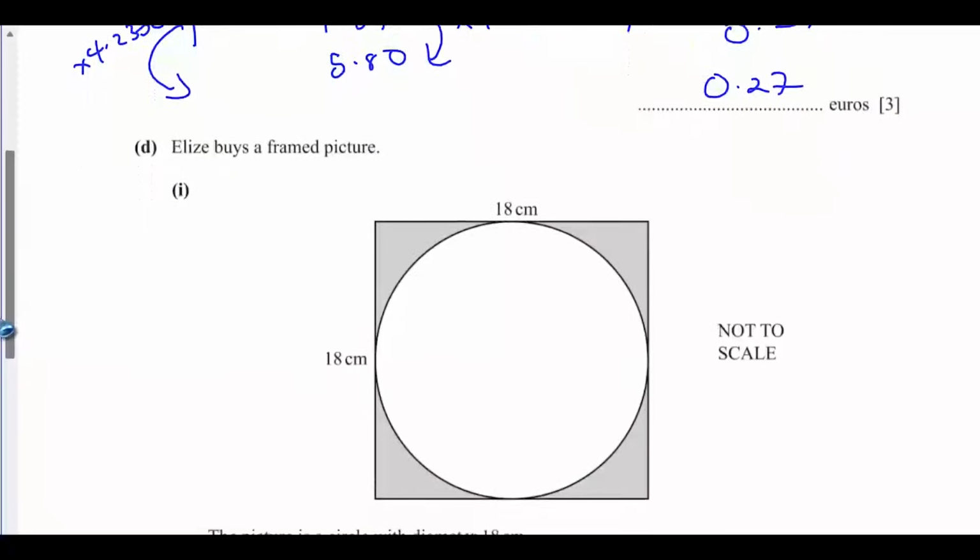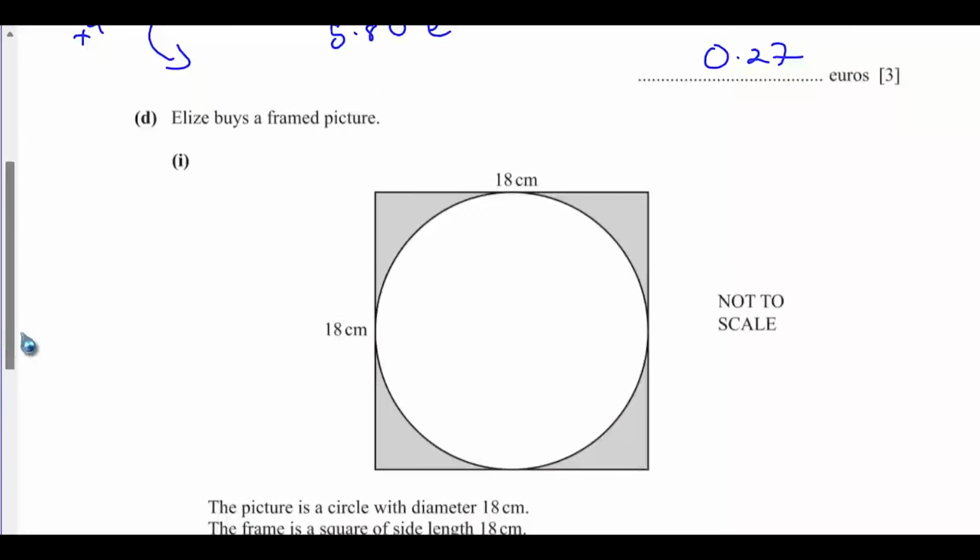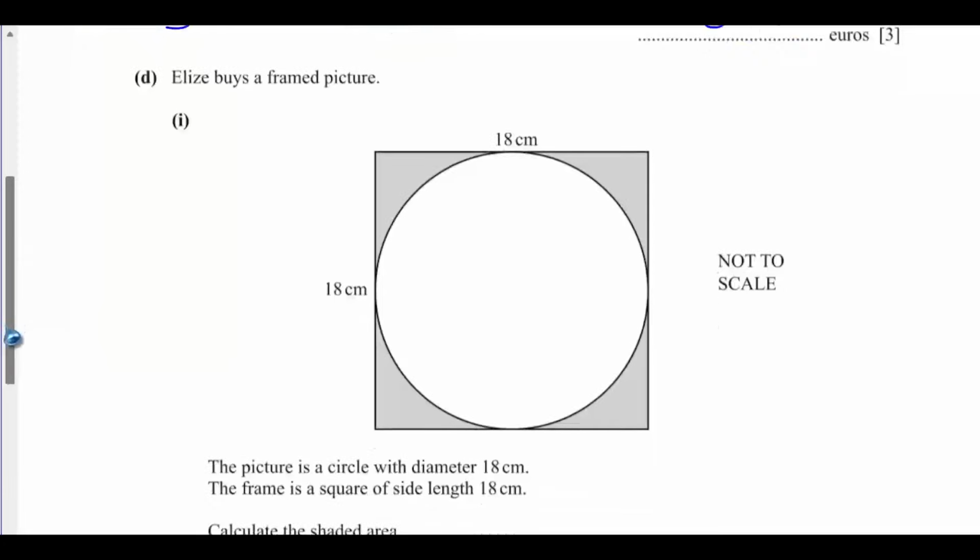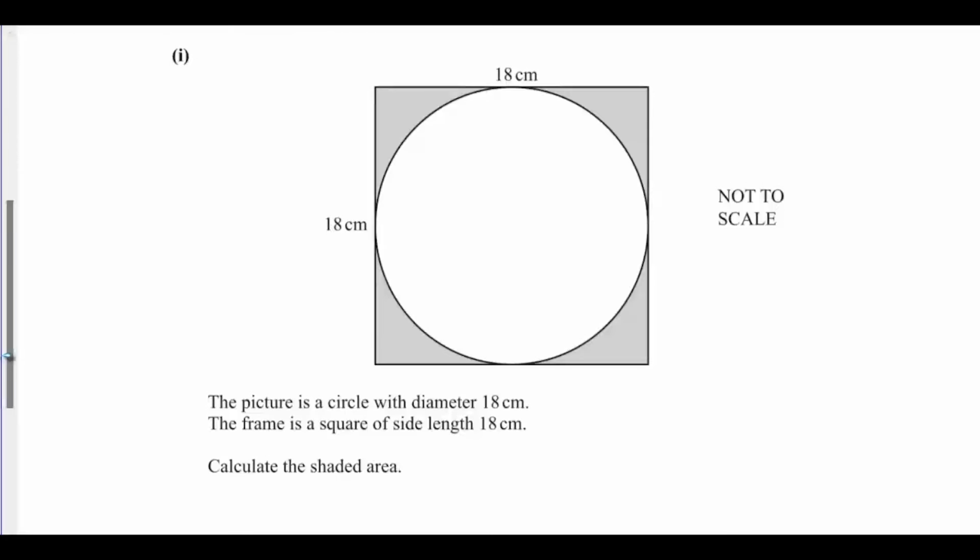Elise buys a framed picture. This is the framed picture. The picture is a circle with diameter 8 centimeters. That is from here, something like this, from here to this point here. That is the diameter. And the frame is a square of side length 18 centimeters. So that means you have 18 here, you have 18 here.